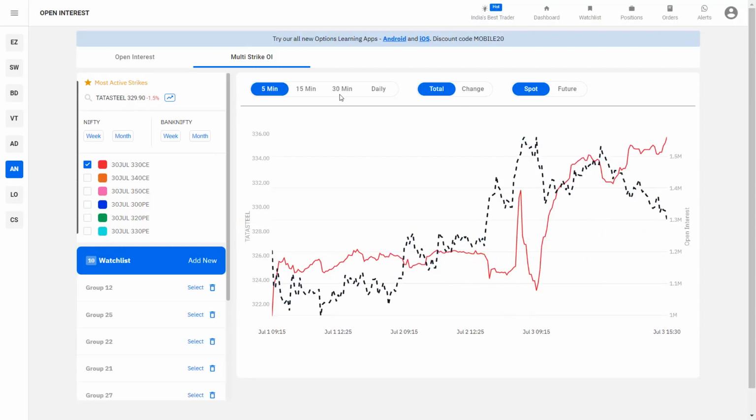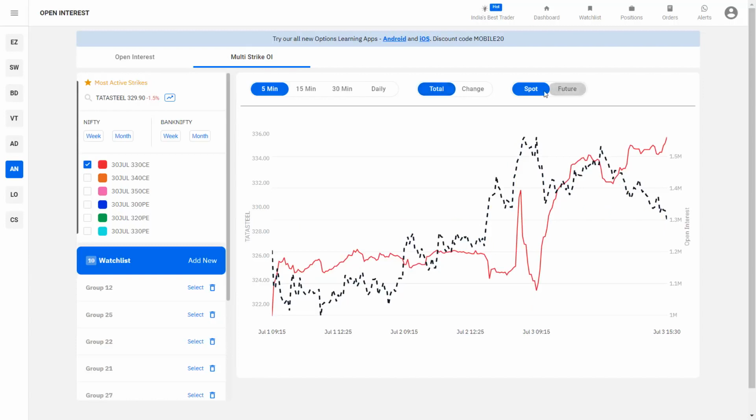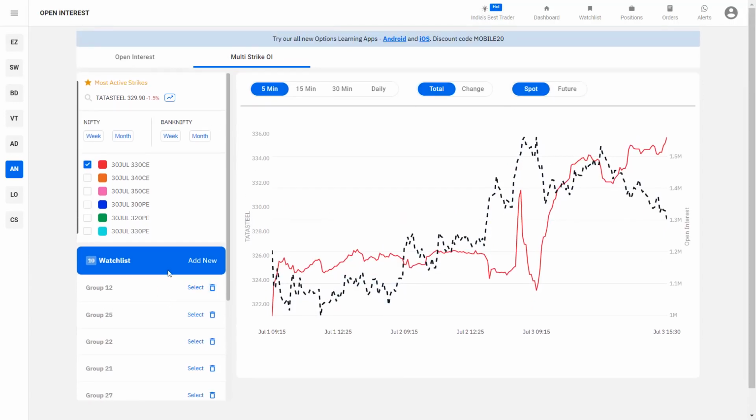Okay, there are two modes here, cumulative and change, and you can also look at the spot or the future. There are lots of settings you can explore. You can have your own watch lists created. You can add your own custom contracts to this list, look at what is happening. But I would say the most useful thing is to stick to the most active contracts, because ultimately volume and OI are believable only if you have large data.